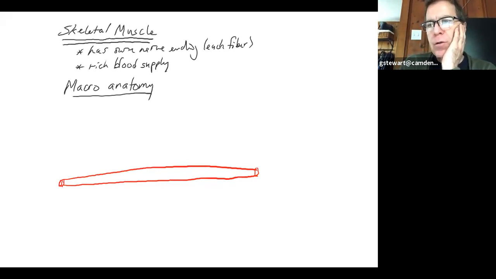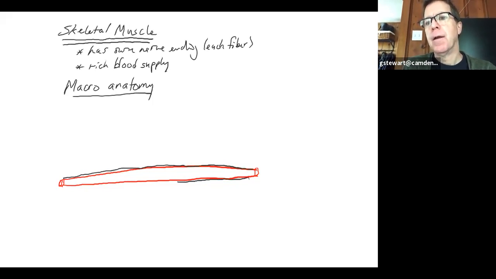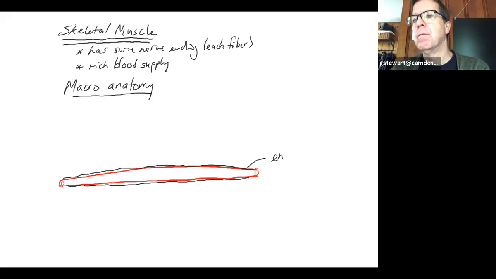Each individual fiber or cell is wrapped in a connective tissue covering, and that has a name. A very thin, delicate connective tissue covers each individual cell. And that thin, delicate connective tissue covering on each cell is called endomysium. Okay?